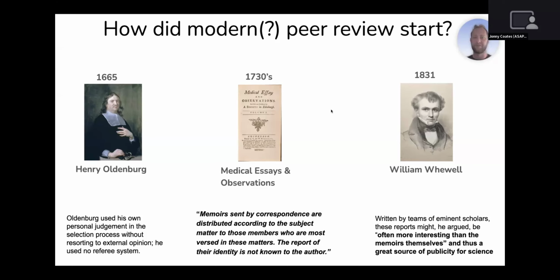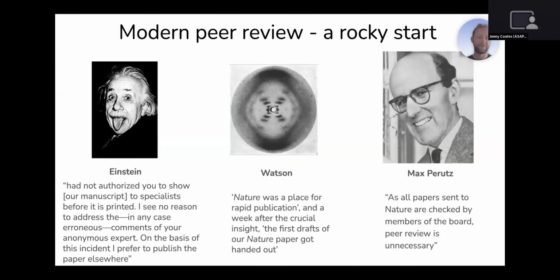So if this is not modern peer review, what is? Well, I said it started largely in the 1970s. And I just put some quotes here for famous examples where people didn't like peer review. So Einstein very famously submitted a manuscript to an editor who sent it out for peer review, and he did not like that. He actually pulled the paper from the journal because he saw no reason to address the comments of an anonymous expert. And so he published the paper elsewhere.